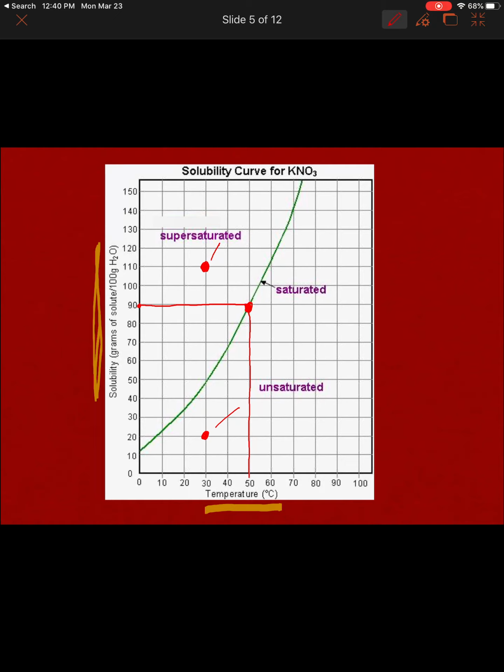What you're going to see is that as we practice with Table G, for the most part, we're going to be looking at points that land directly on the curve. However, you might get a question that asks you about a set of coordinates that lands you either above or below the saturation line. So you need to know what you're looking at. If you're on the curve, it's saturated. If you're above the curve, you're supersaturated. And if you're below the curve, you're unsaturated. As we practice with these problems, keep those three terms in mind.